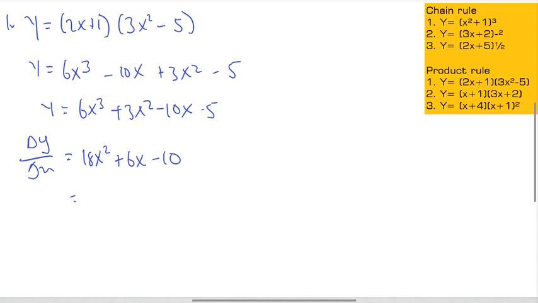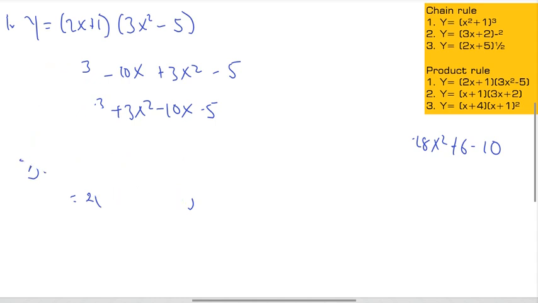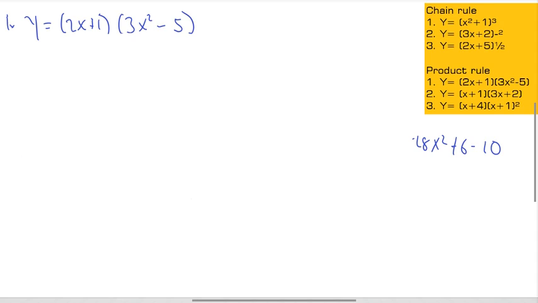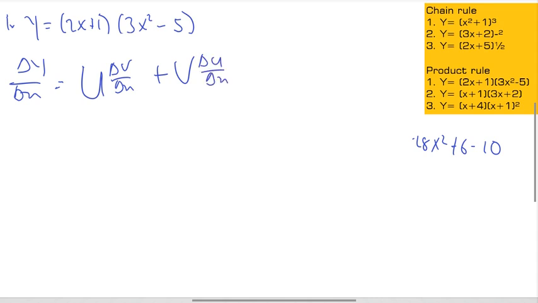We could also factorize 2 out. So we have 2 times (9x squared plus 3x minus 5). So let's keep this aside. We have 18x squared plus 6x minus 10. This is the answer we're supposed to get if we use product rule and do it well. So let's solve using product rule, right? Now the formula for product rule is dy/dx is equal to u dv/dx plus v du/dx. Just keep this at the back of your mind. You don't have to cram it. If you use this formula as many times as possible, your brain will register it.